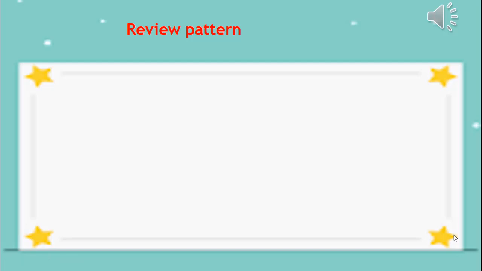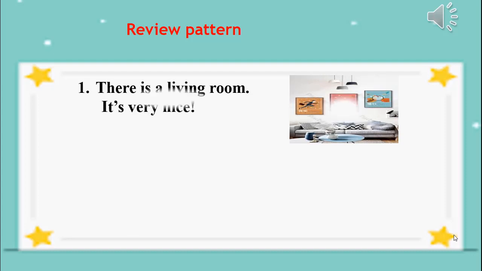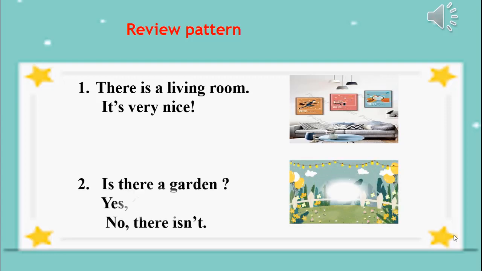Now we review the patterns of unit 12. There is a living room. It's very nice. Is there a garden? Yes, there is. No, there isn't. Now you practice by yourself several times.